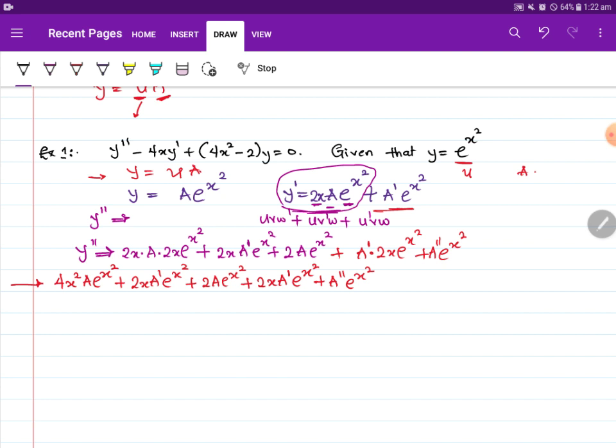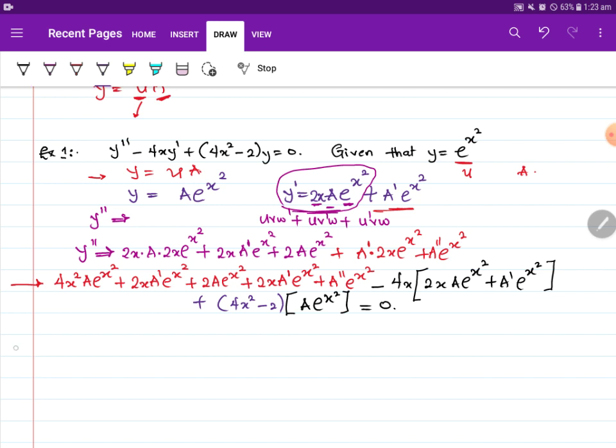Now minus 4x times y'. Y' is 2x a e^(x²) + a' e^(x²). Now the constant part, that's plus (4x² - 2) times y. What is the value for y? Y is a e^(x²), which is equal to 0. Now let's try to simplify that.